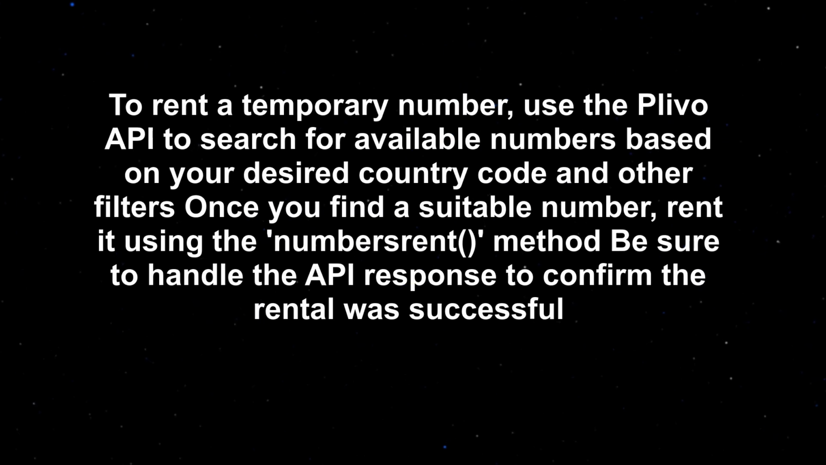To rent a temporary number, use the Plivo API to search for available numbers based on your desired country code and other filters. Once you find a suitable number, rent it using the numberSend method. Be sure to handle the API response to confirm the rental was successful.